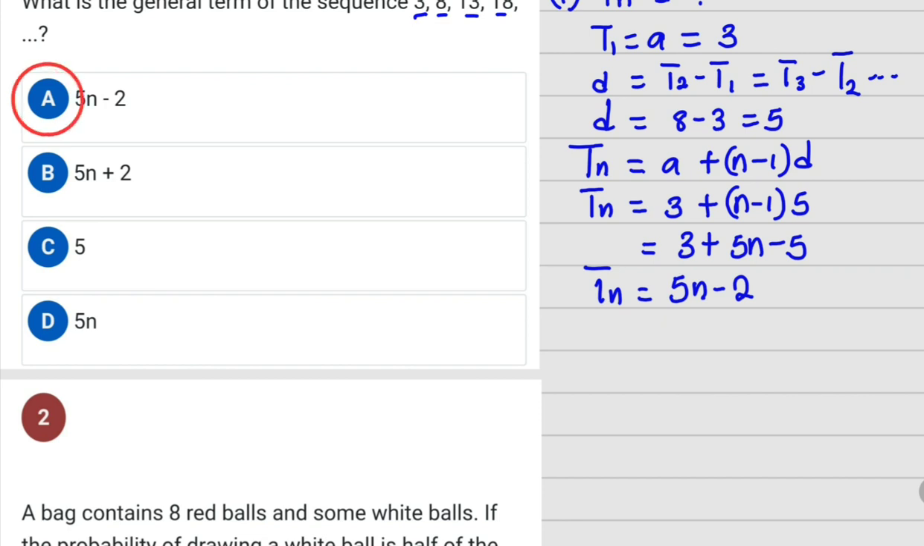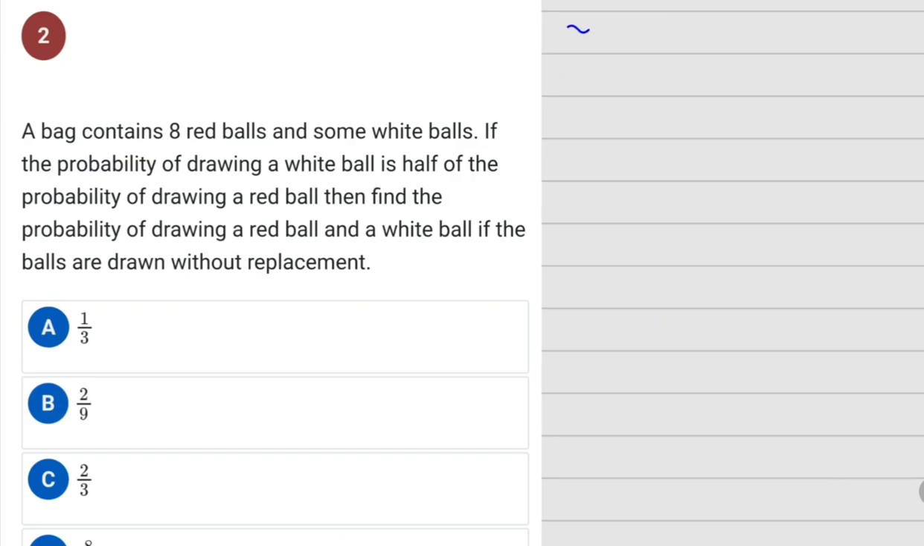Good. So let's go to the second question. Now, question 2 says a bag contains 8 red balls. So the number of red, we have 8, and some white balls. The number is not mentioned, so we have our white as X because it has not been mentioned.